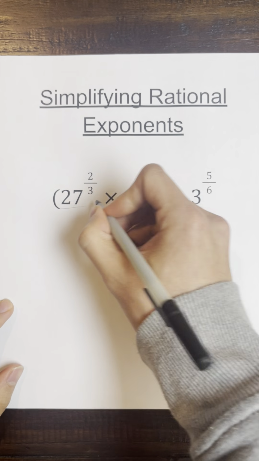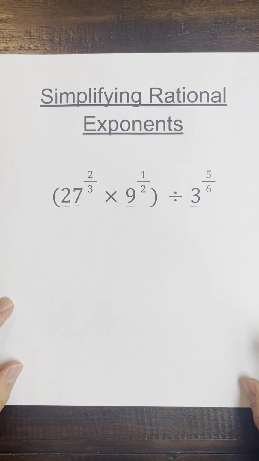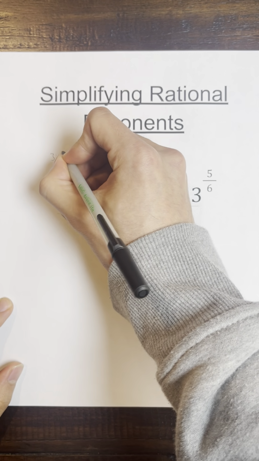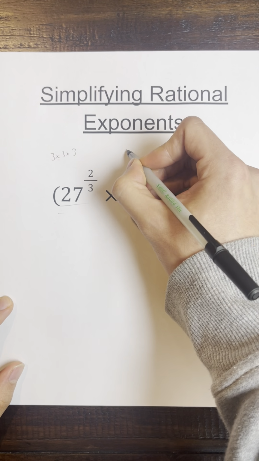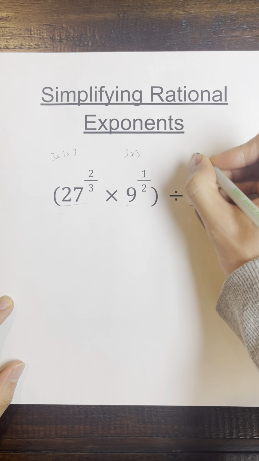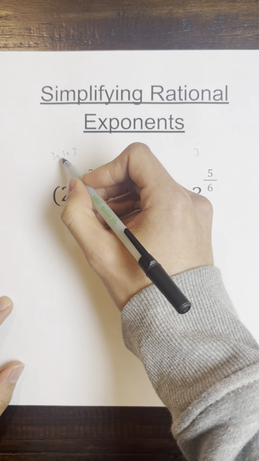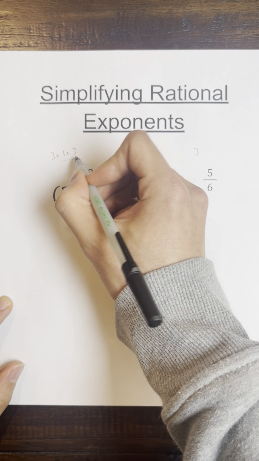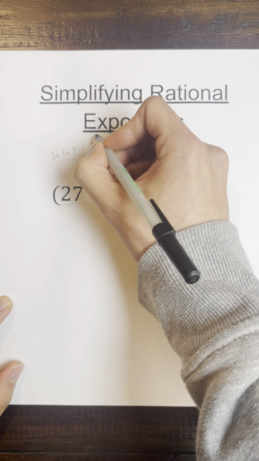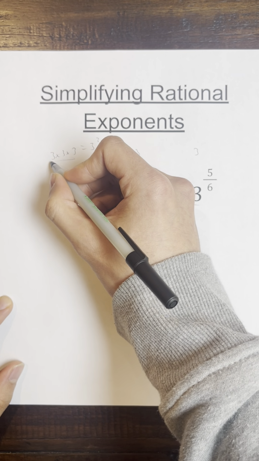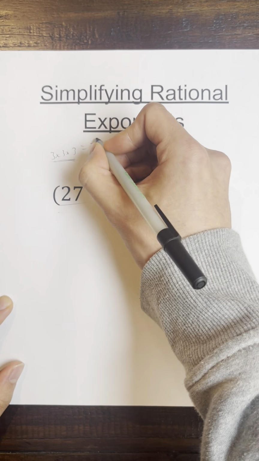What do the numbers 27, 9, and 3 have in common? Well, 27 is 3 times 3 times 3. 9 is 3 times 3, and I'll just leave 3 as is. So 27 is 3 to the power of how much? It's 3 to the power of 3 because 3 gets multiplied 3 times.